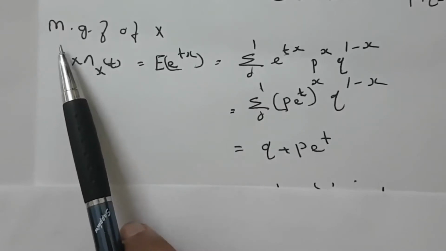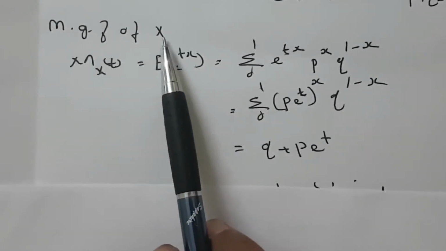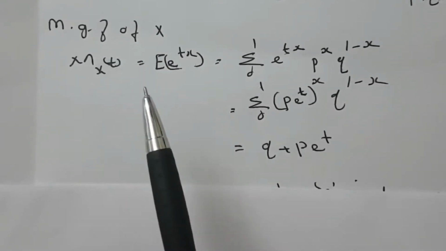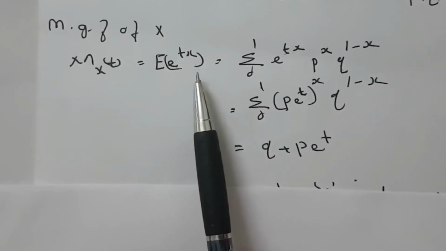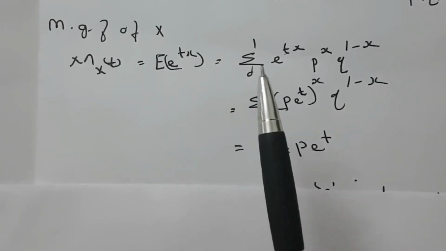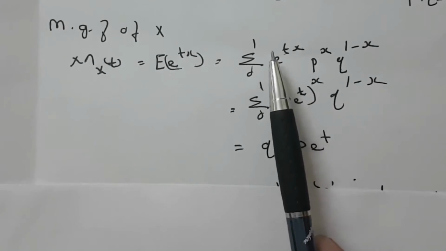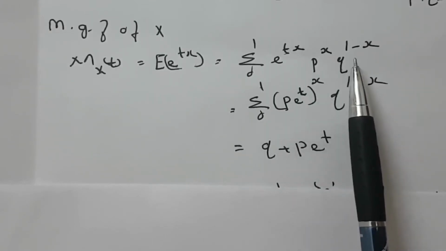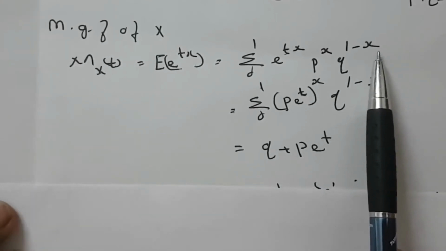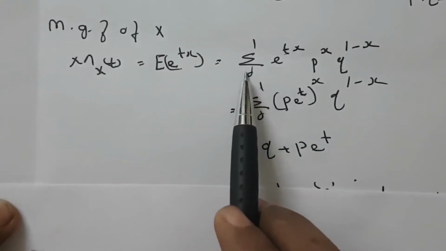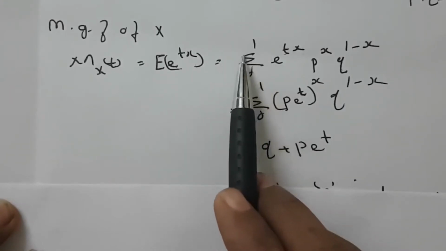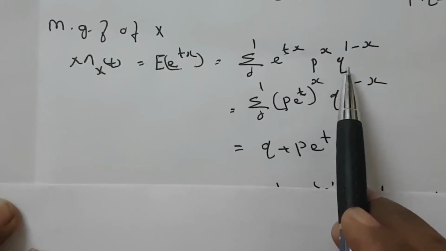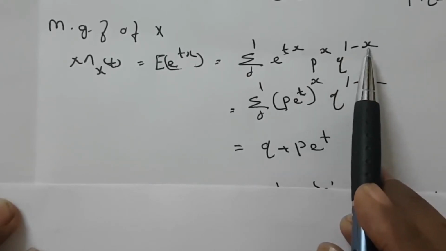Now let us think about the moment generating function of random variable x. M x of t, that is moment generating function, is equal to expectation of e raised to t x, which is equal to summation 0 to 1 e raised to t x p raised to x q raised to 1 minus x. Since the random variable is discrete, we have summation and f of x of the random variable is p raised to x q raised to 1 minus x.